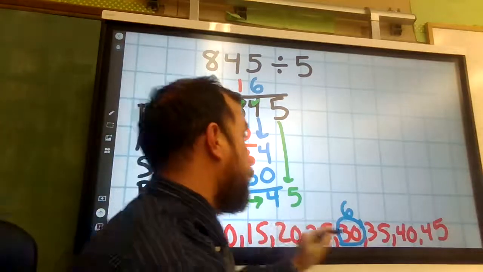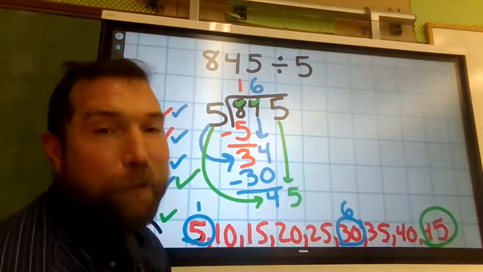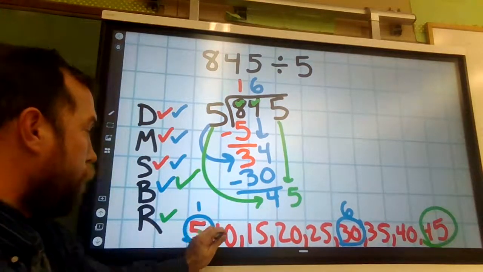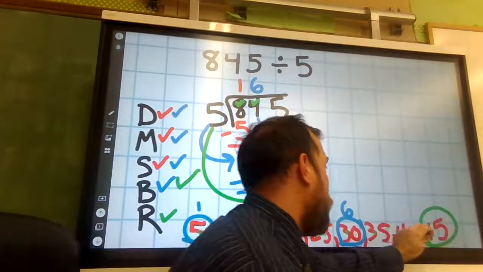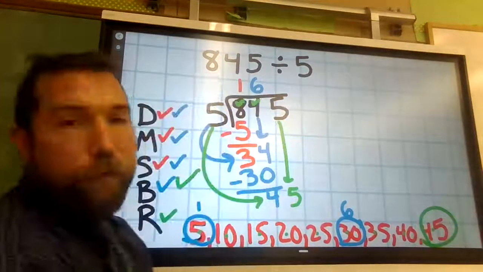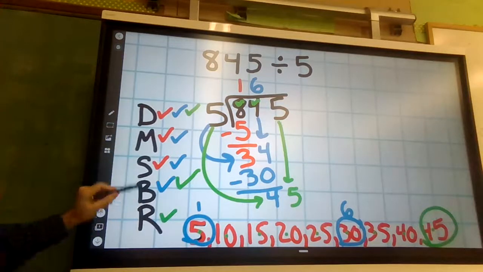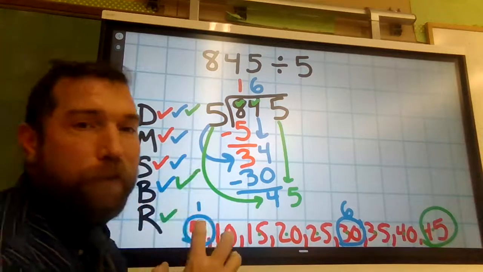And the closest I can get to 45 is 45. Can't get any closer than that. The key thing is how many groups is that? 1, 2, 3, 4, 5, 6, 7, 8, 9. Groups is really my D. That's what goes on top. Again, I'm just doing these same steps a third time. It's not something completely, totally different.